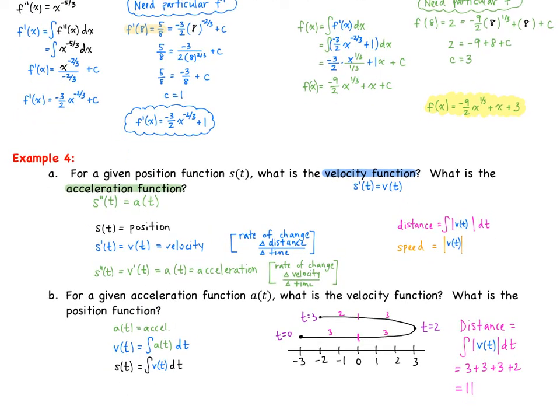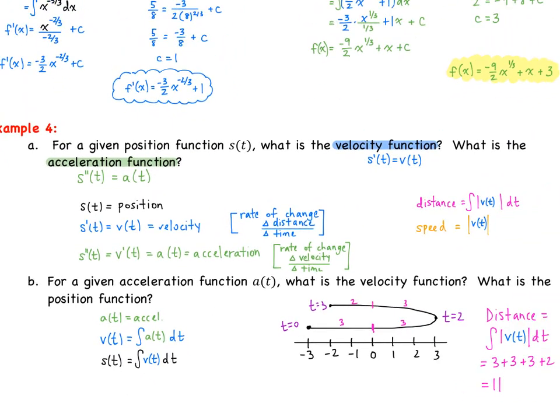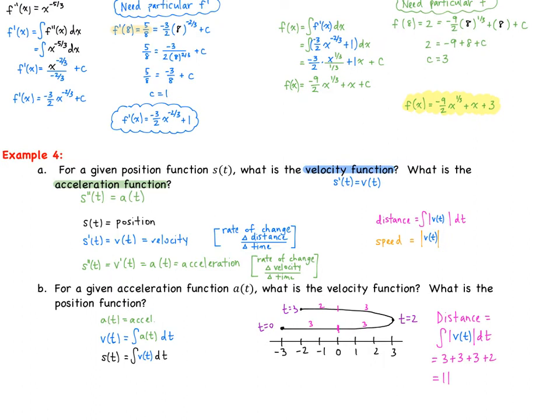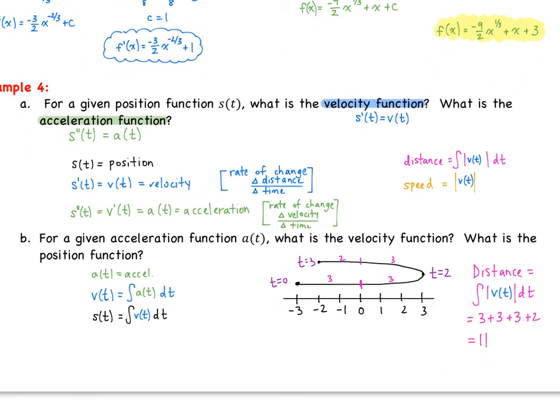Okay, so now if we work backwards, if I'm given an acceleration function, a of t, what's the velocity function? What's the position function? This is just working backwards, okay? If a of t is our acceleration, then how do we find velocity? We're simply taking the integral, or the antiderivative, of acceleration. And to find our position function, we're simply taking the integral, or the antiderivative, of v of t, our velocity.